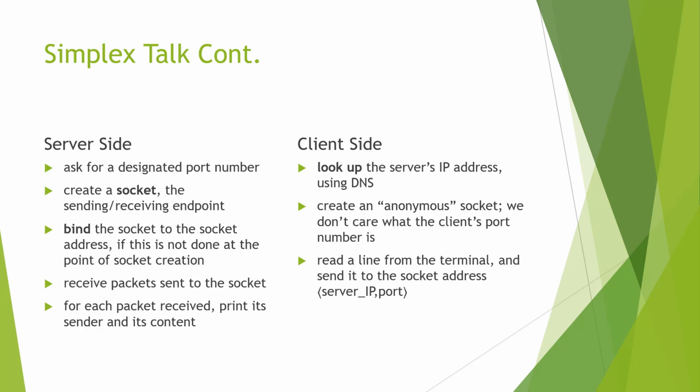For the client side, clients will have to look up the server's IP using DNS. That's basic functionality. It will create an anonymous socket. We don't really care about these because that will be the randomized port number from our source. If you do an ARP lookup in a computer, you will see anonymous connections. That is the connection between your device and a web-based resource typically. That is because, again, we're randomizing the source port going to the destination. It will read a line from the terminal and send it to the socket address.